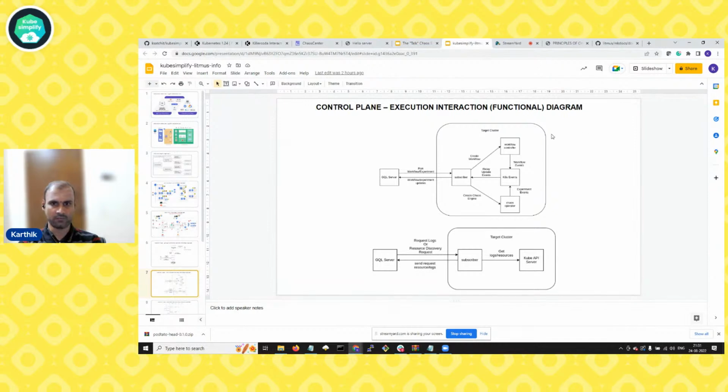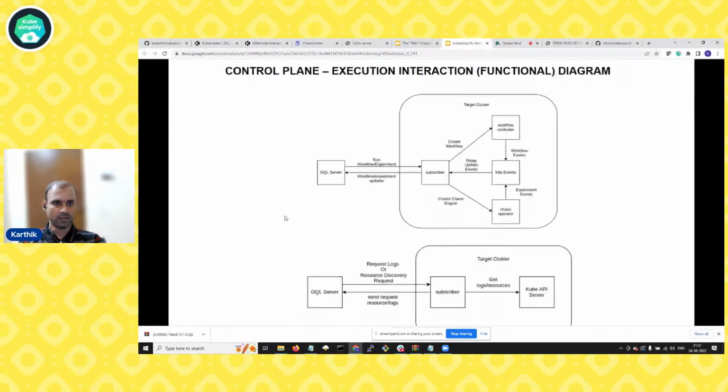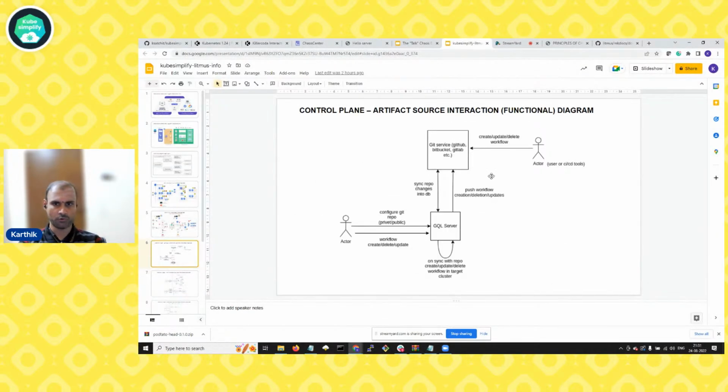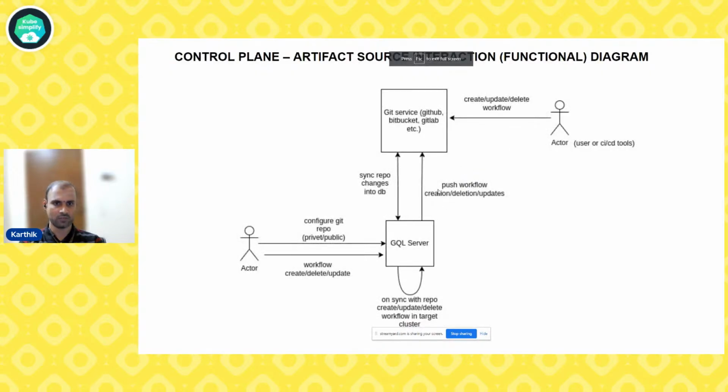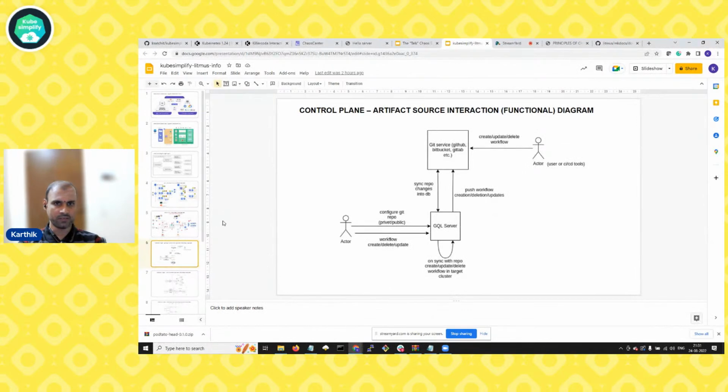I think this is the diagram which talks about the relationship between the control and execution plane. What all we do: asset discovery, creating workflows, updating events. These are all the different activities that the subscriber carries out. And the diagram that I showed you earlier was how you interact with the Git repository from the control plane. So I'll probably stop at this point.